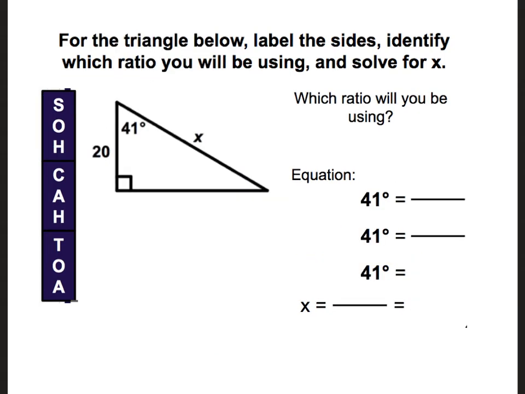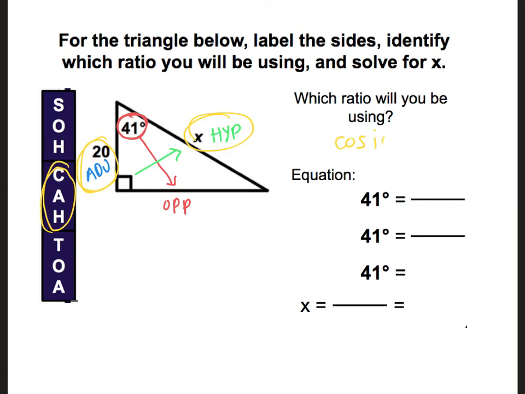All right, for your next example, we're going to do the same thing. Start by labeling your sides. So if I have 41 as my angle, across from 41 we have our opposite side. Across from our right angle we have our hypotenuse, and then whatever is left over is just your adjacent side. Again, we're going to look at what information we have. So I have my adjacent side and I have my hypotenuse, so I have AH. That tells me that I'm going to use cosine.